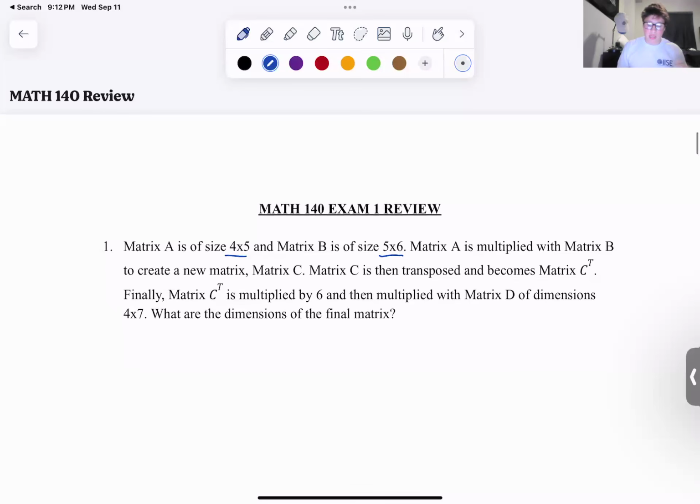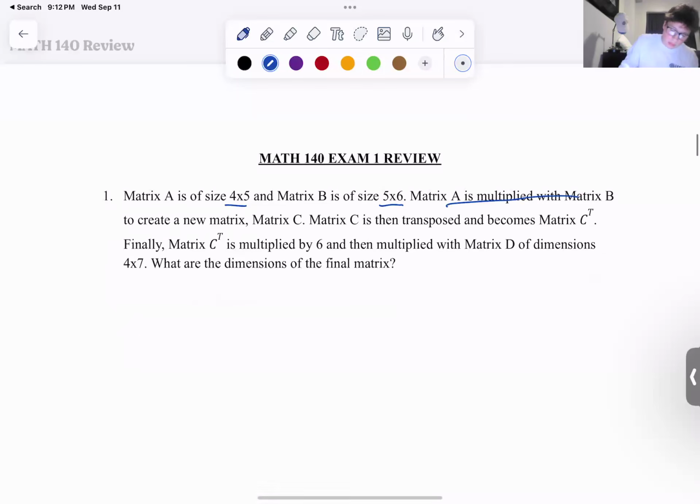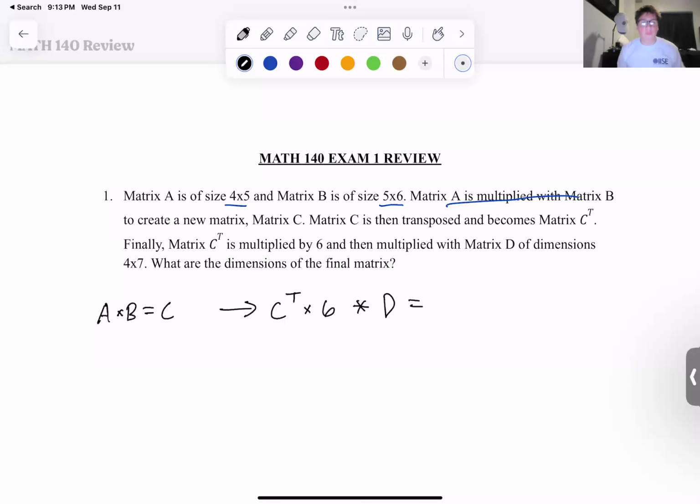Next up, matrix A is multiplied with matrix B. Okay, so I know I'm going to have A times B to create a new matrix, C. So A times B equals C. Then I'm going to take C and transpose it, and it becomes C transpose. Finally, matrix C transpose is multiplied by 6 and then multiplied with matrix D of dimensions 4 by 7, and that's going to equal some final matrix. What are the dimensions of the final matrix?